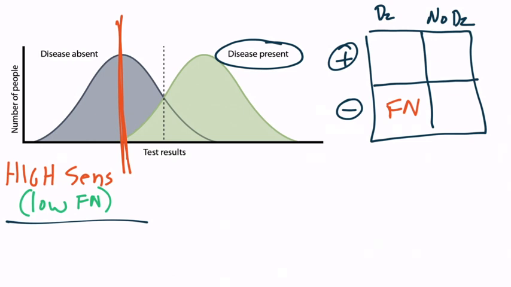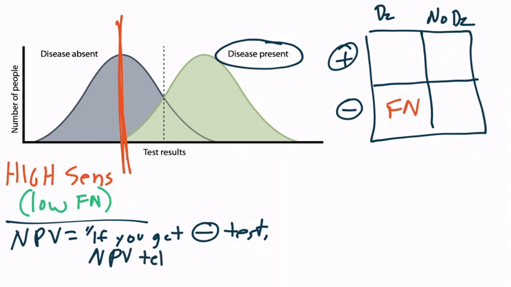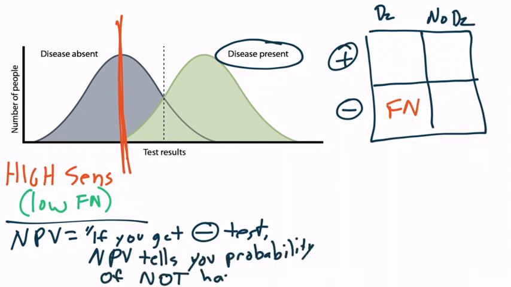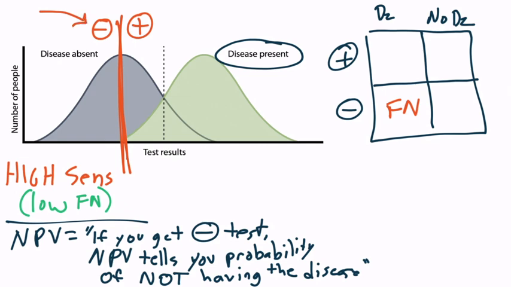Now recall the definition for negative predictive value. If you get a negative test result, negative predictive value will give you the probability of not having the disease. And as you can see, with this cutoff value, everything above this line would be a positive test, and everything below this line would be a negative test. And this test is very sensitive, so if you get a negative test result, you will be one of these people, which are the people who don't have the disease. So your negative predictive value is very high in a sensitive test.